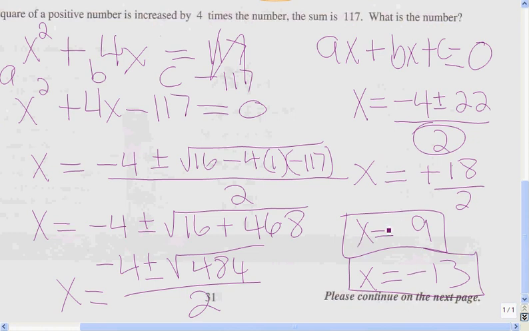Actually, your answer is 9 because I just realized that the word problem tells you that it has to be a positive number. So the only positive number here is 9, and negative 13 is negative, so you know that's not your answer. So your answer is x equals 9.